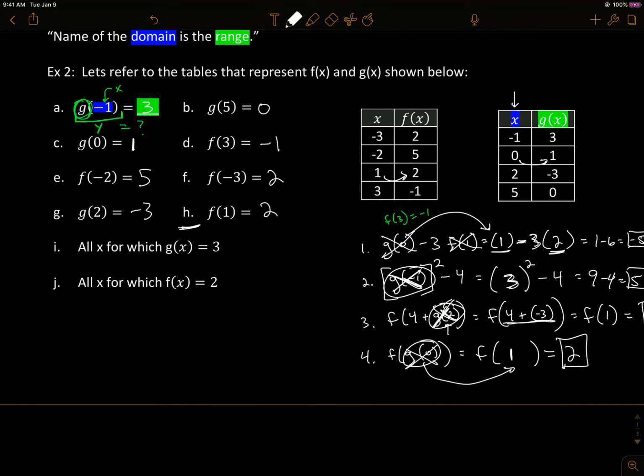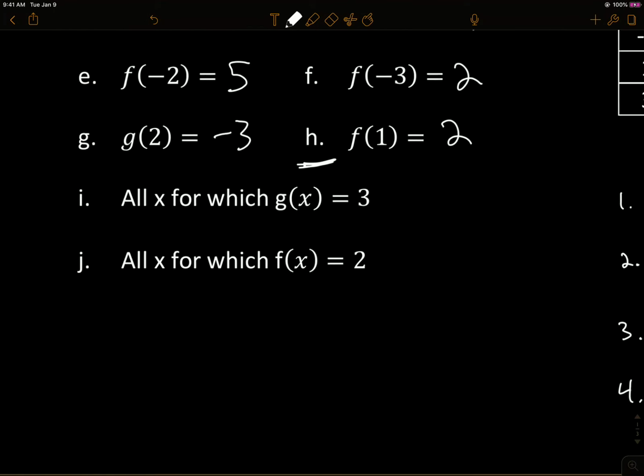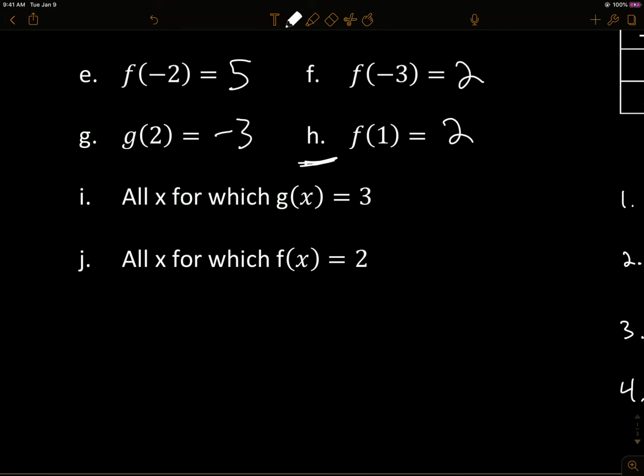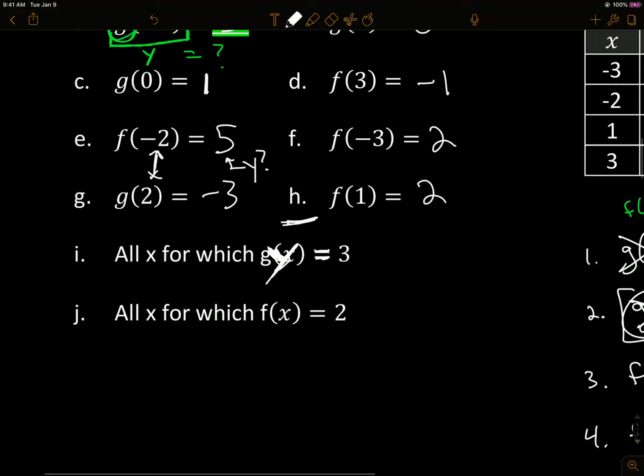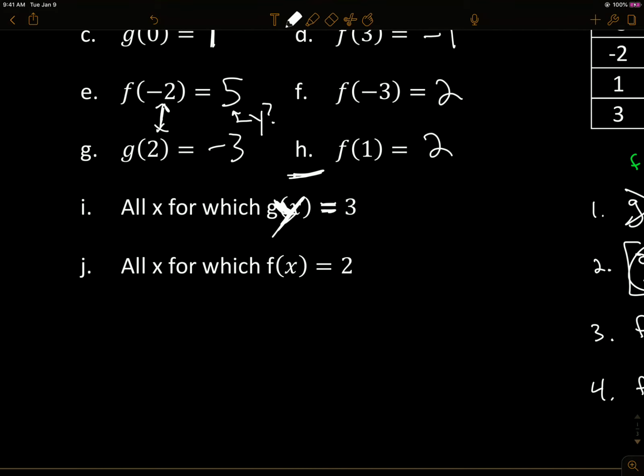Now let's take a look at these two questions over here. All x for which g of x equals 3. So remember, g of x represents a y, that whole thing there means y. So what question is this? This is the reverse question. In these guys, they were telling you x, remember x is inside there in the parentheses, and asking you what is y. Now they're giving you that y equals 3, and they want to know what's the x inside there that would make y equal to 3.